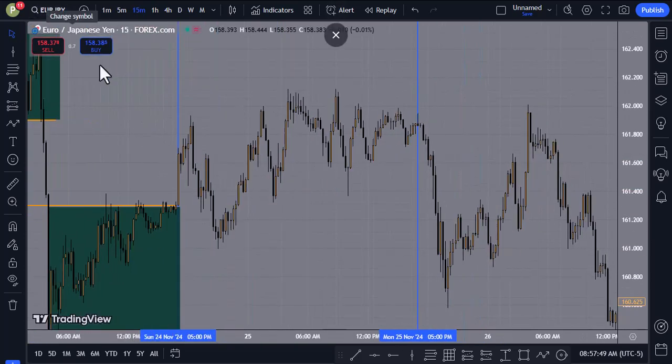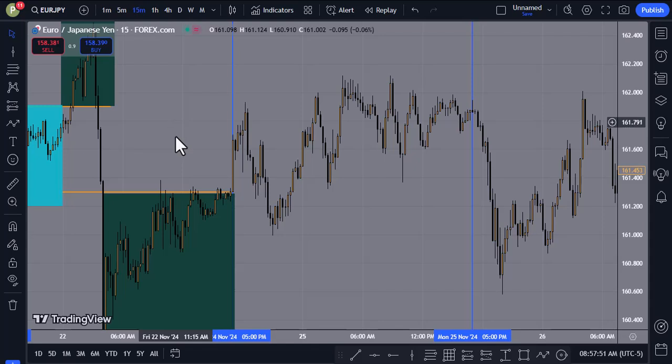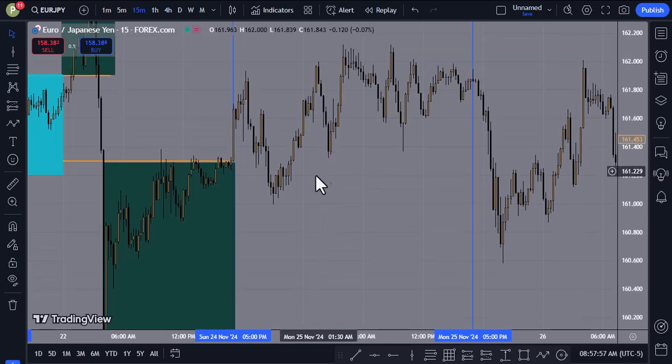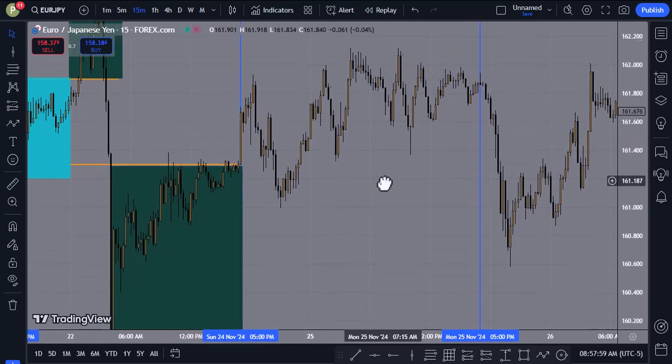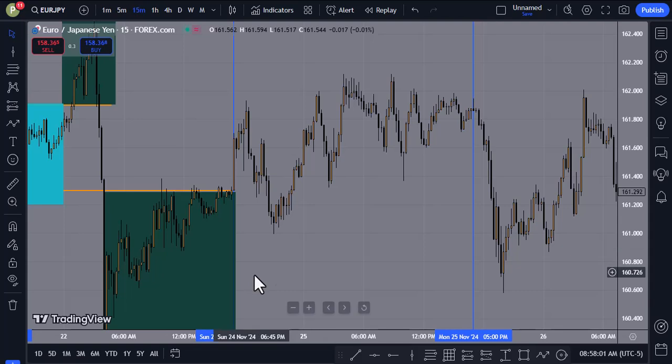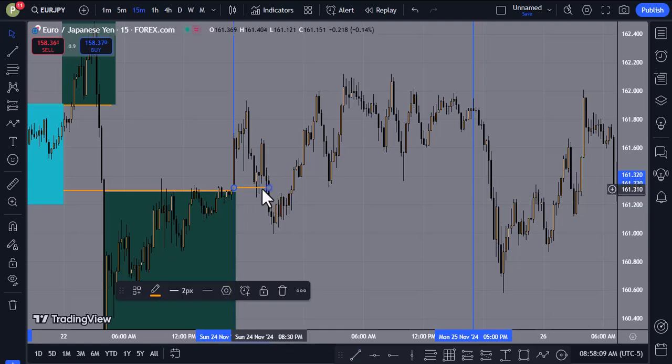Okay, so let's look at this. You can do this with any pair. I'm using Euro JPY. Okay, so price closed here, like we know, right? So after price closed here, look at this. So let me mark it out. This is the close. Price closed here, and all of a sudden the bias or the movement of price for this particular day is bullish.